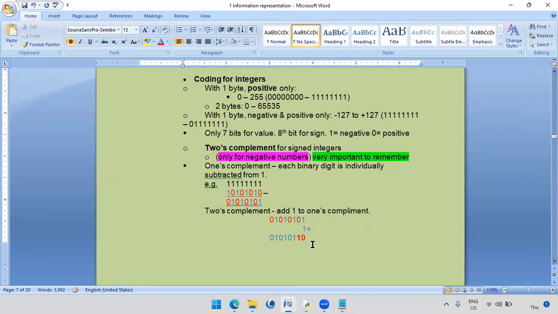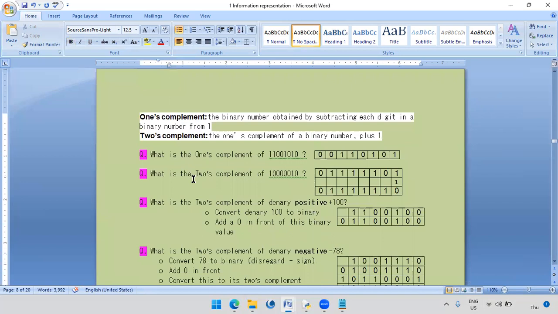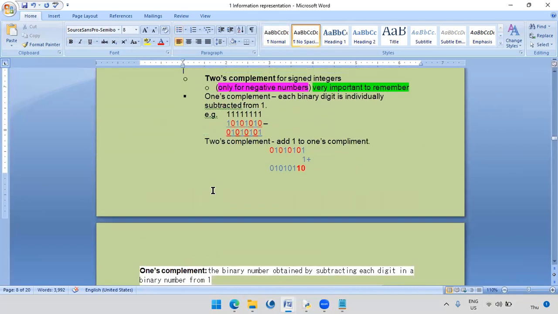So then we go on. This is the definition. 1's complement: the binary number obtained by subtracting each digit in a binary number from 1. So the shortcut is what? Just invert it. Any number, if you want to convert to 1's complement, don't do this long way, 1 minus 1 and all that. This is only for the method, how to learn. What you must do is just invert it. This became this 1's complement just by inverting all the digits.